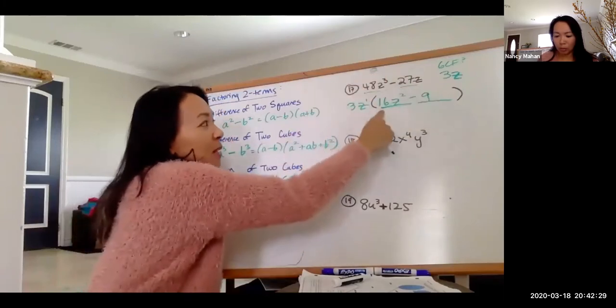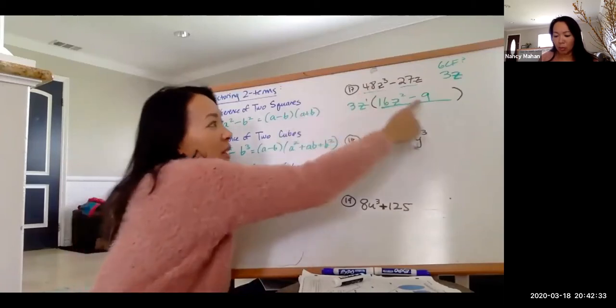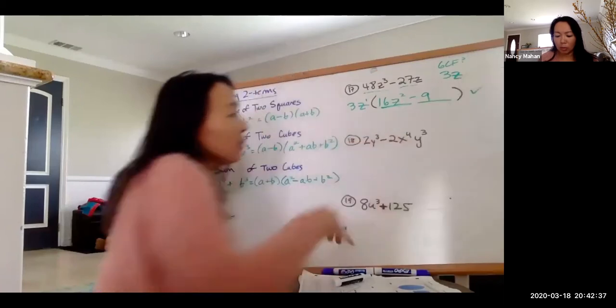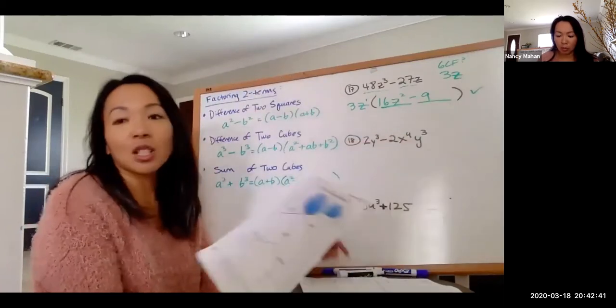So 3 times 16 gives me 48. Z times z squared gives me z cubed. 3z times negative 9 is negative 27z. Perfect. Am I done? I just factor, right? Am I done? And the answer is no.